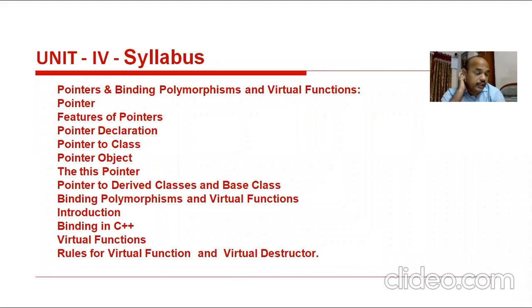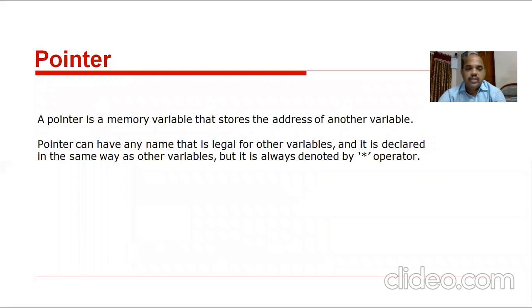These are the contents in the fourth unit syllabus. Yesterday we discussed pointers. What is a pointer? What are the features of pointers? Pointer declaration, how to declare a pointer. Then pointer to class, pointer to object, this pointer, and pointer to derived classes and base classes. Yesterday we discussed these.